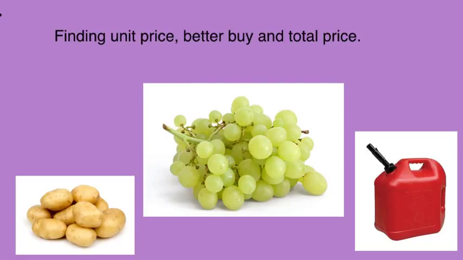In this lesson, we're going to talk about finding the unit price, the better buy, and the total price. These three concepts are ones that you would use when you're shopping in the future. Your parents probably use this now when they go to the grocery store, trying to figure out how much things cost, or if they're given the unit price, how much something would cost if they bought more than 1 pound.